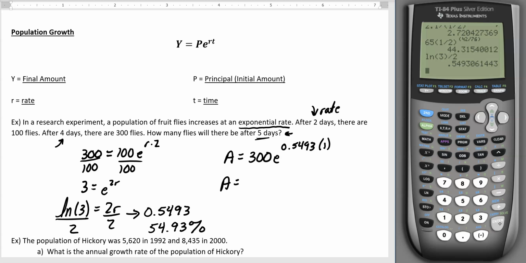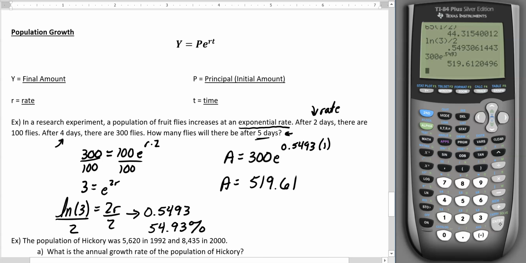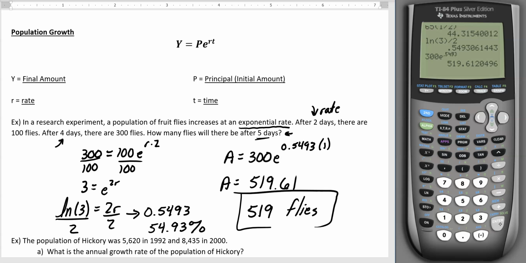So in my calculator, I can say 300 times e to the 0.5493. Press enter. 519.61 when we round. So 519 flies. That 520 wouldn't quite exist yet. Fantastic. Great problem. I love that one.